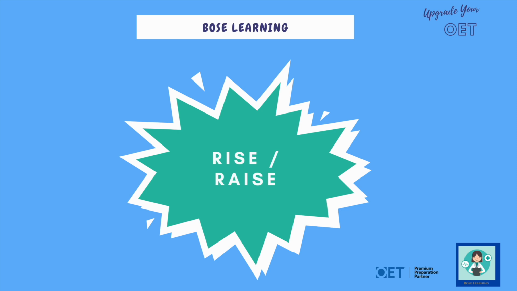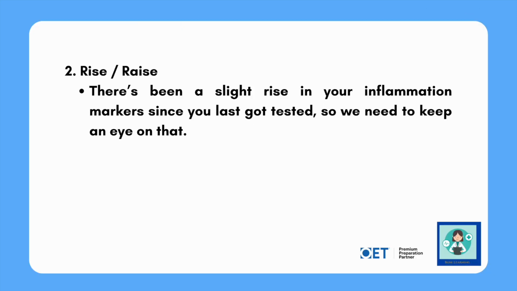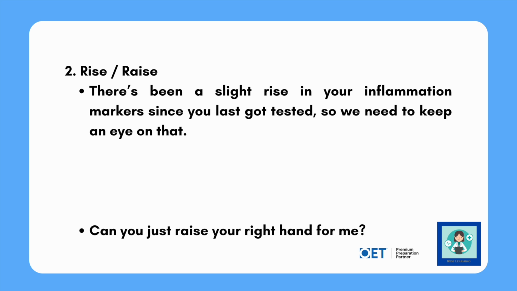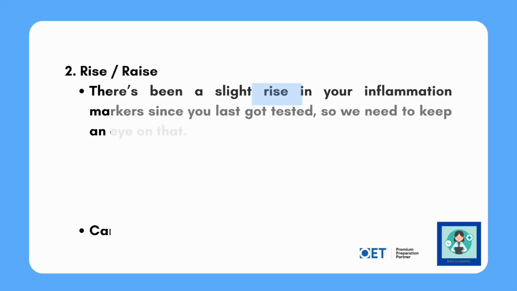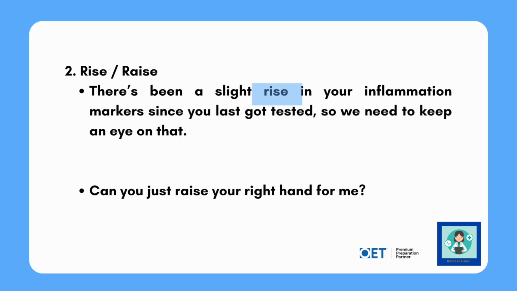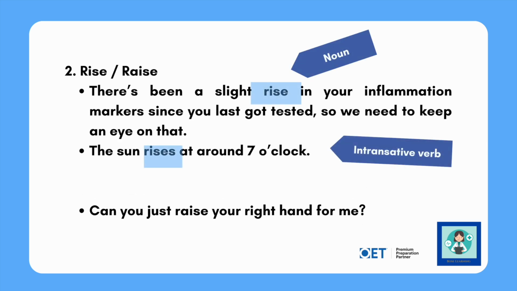Okay, what about these two then? There's been a slight rise in your inflammation markers since you last got tested, so we need to keep an eye on that. And can you just raise your right hand for me? Okay, now this first one, rise, is a noun. It can be used as a verb as well. The sun rises at around 7 o'clock. In this case, it's a noun, a slight rise.